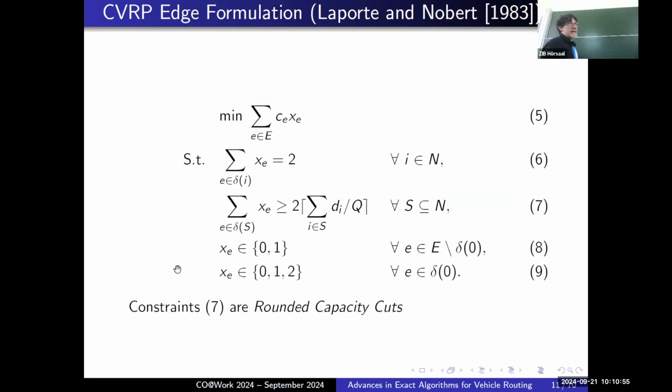If you take a subset S of the customers, you sum the demand, divide by the capacity, and round up. This is a bound on the minimum number of vehicles that should visit that set. As each vehicle should enter and leave, this is multiplied by 2. So we have a very similar formulation.